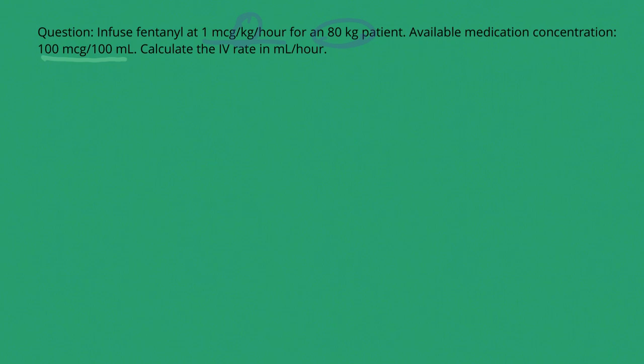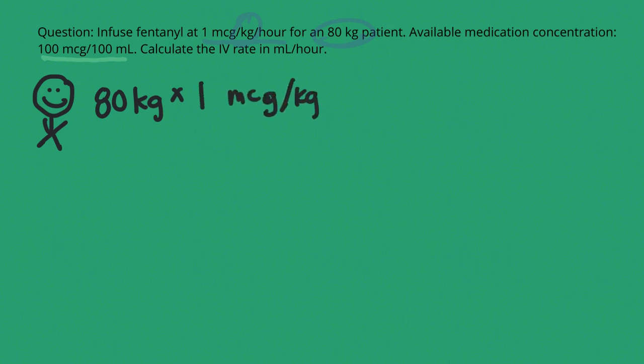But with all weight-based orders, it's easy to get turned around and be like, oh, there's so much information, there's so many steps. As I mentioned before, if you see kilograms in that order, make sure you always take care of that patient's body weight first. Give yourself a little smiley face there to remember, or a stick figure, to remember that you need to identify how many kilograms that patient weighs. This patient weighs 80 kilograms. Then you multiply that times your order. 1 microgram per kilogram per hour. So every hour, this patient should get a microgram for every kilogram they weigh.